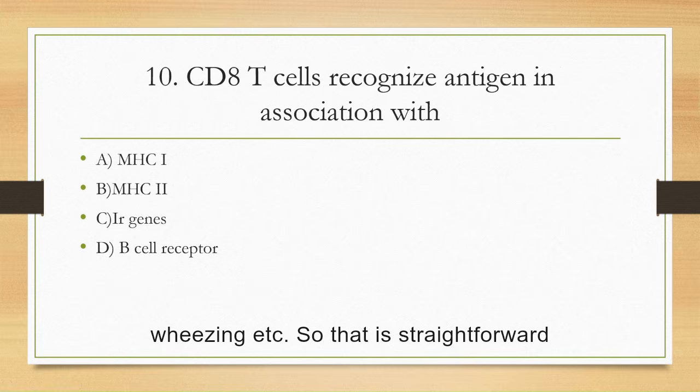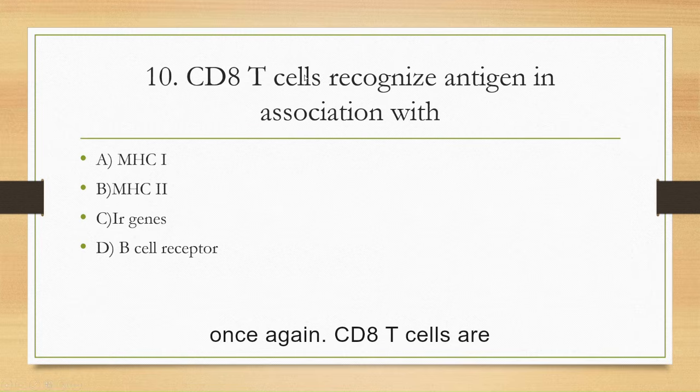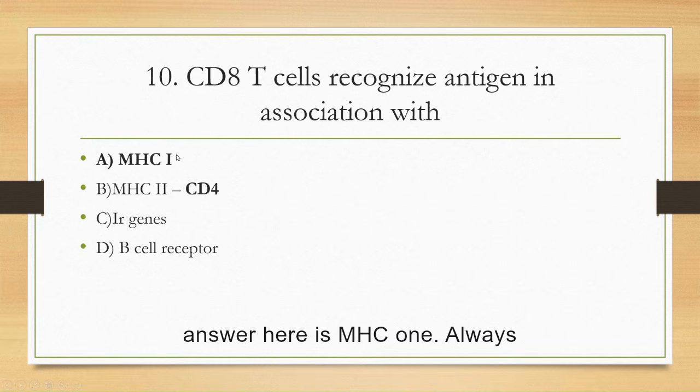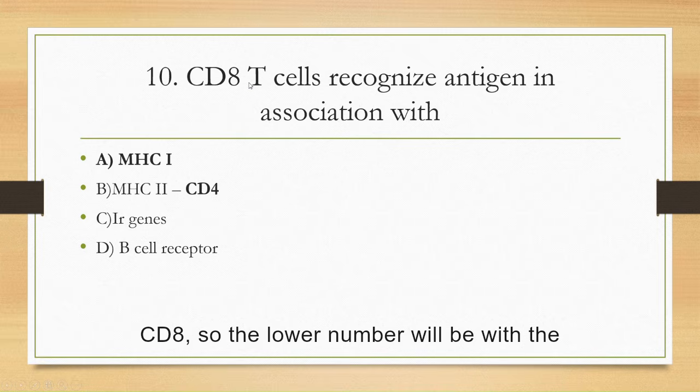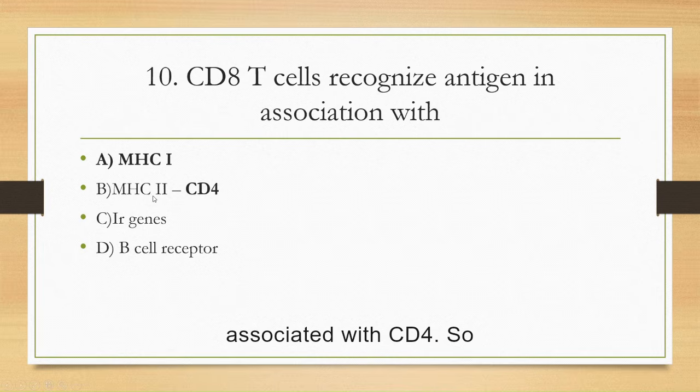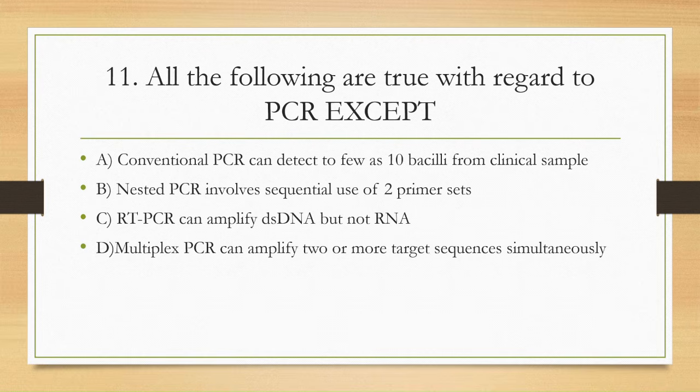So that is straightforward. Once again, CD8 T cells recognize antigen in association with. So the answer here is MHC1. Always remember MHC1 is CD8. So the lower number will be with the lower CD number, and MHC2 is associated with CD4. So MHC2, if it is asked, then it will be CD4. MHC1, if it is asked, then it is CD8.